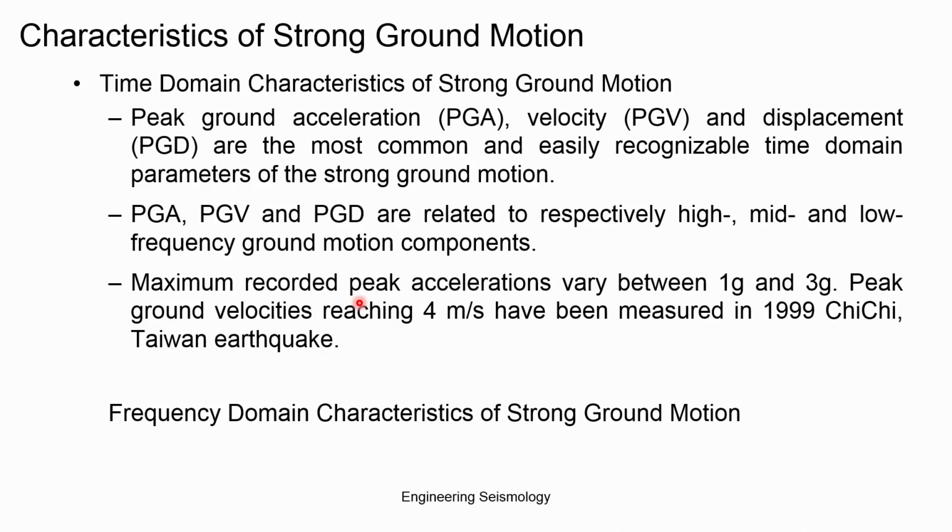So, depending upon the natural frequency of your structure, one can decide which parameter to use or consider for estimating the seismic force. That is again a function of your structure height and structure mass. So far the maximum recorded peak acceleration varies from 1g to 3g. The peak ground velocity reached so far was 4 meters per second in the 1999 Chi-Chi earthquake, Taiwan. This is the highest level of PGA and PGV reported in the literature.